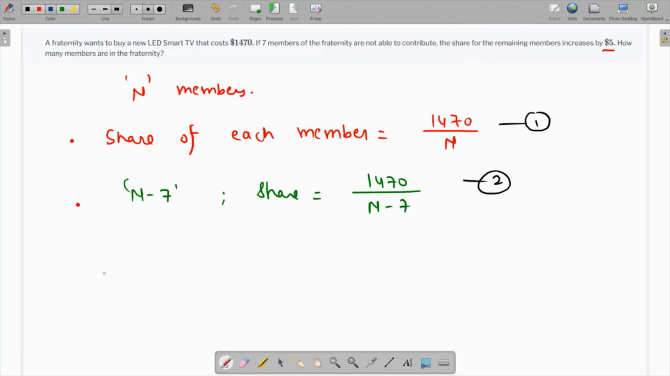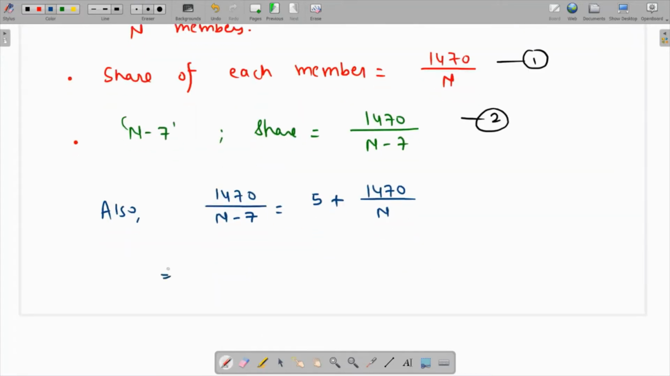And we are given that this new share, 1470 over n minus 7, is $5 more than the earlier share, which is 1470 over n. So we need to find the value of n. We just need to solve this particular equation. Let's bring everything over to the left. So we have 1470 over n minus 7 minus 1470 over n is equal to 5.